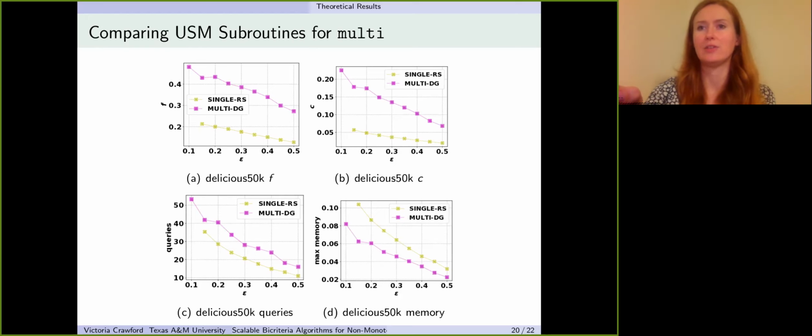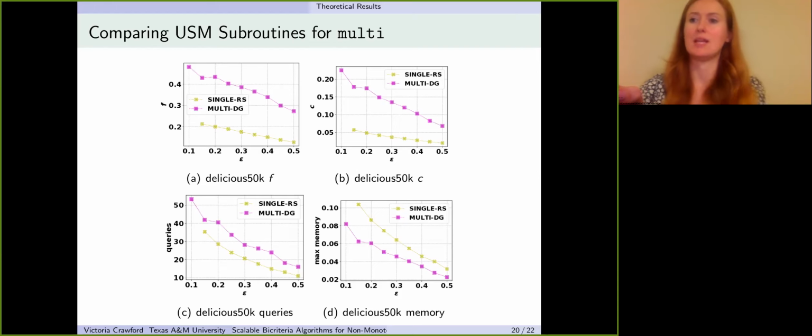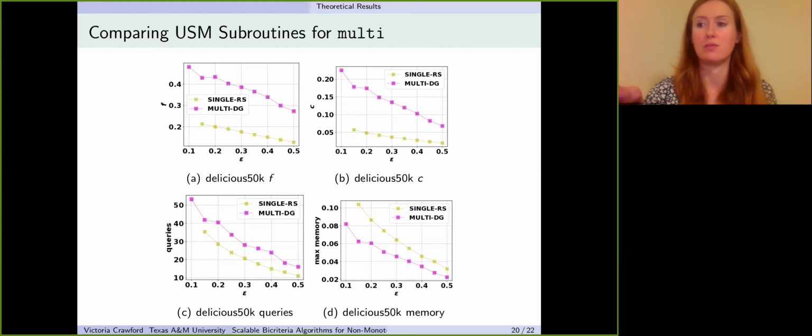I looked at the F values of the returned solutions, C, the cost, the total number of queries, and the maximum memory at any point the algorithms used. I found in terms of F, both algorithms, multi and single, performed very close to their theoretical guarantees, which makes sense if you read the paper. The differences in F and C between these two algorithms are primarily because of the different unconstrained algorithms being used. In the paper, I run them with the same one, and you can see that their F and C values are almost identical. But like I said, if you use a slower algorithm for the unconstrained subroutine for single, you have to make a lot more queries to F. So that's why in these experiments, I didn't continue to do that.